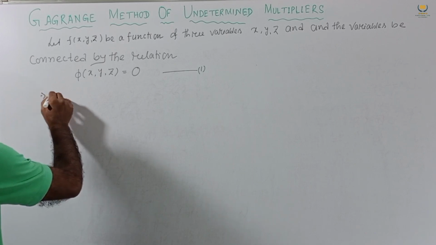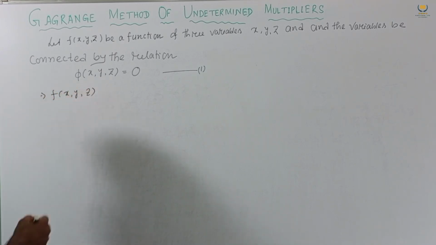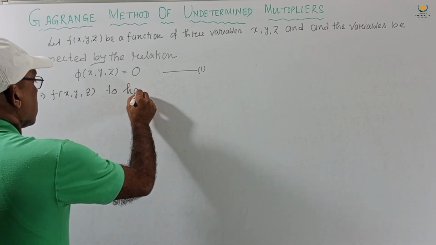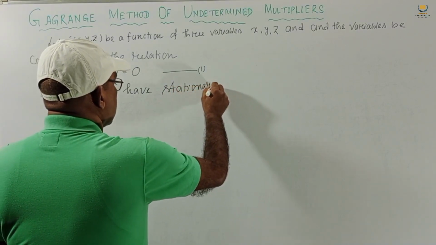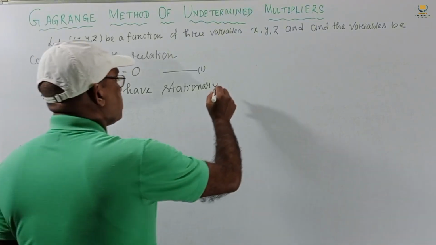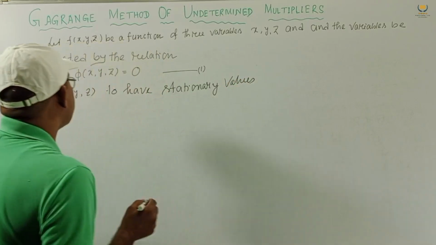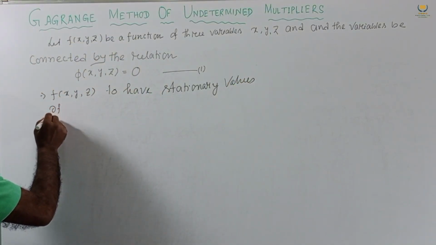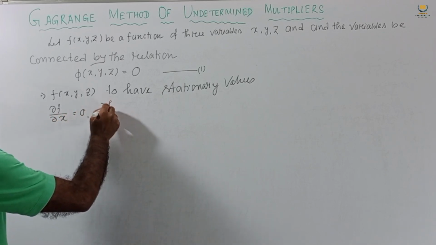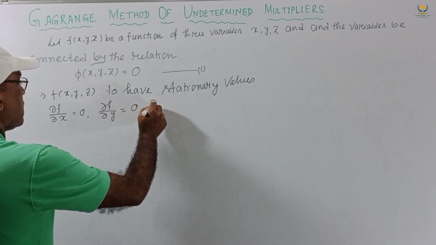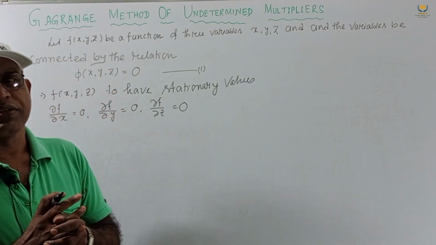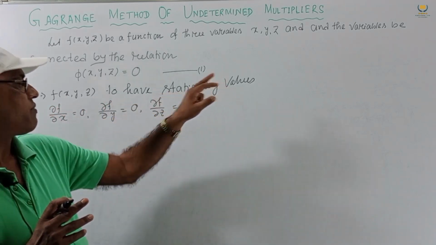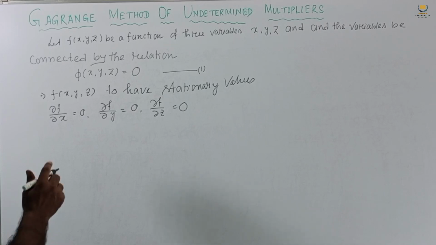Now for f of x, y, z to have stationary values, we have del f del x equal to 0, del f del y equal to 0, del f del z equal to 0. We know that for critical values the first order derivatives are 0. So for f of x, y, z to have stationary values, this is 0, this is 0, this is 0.